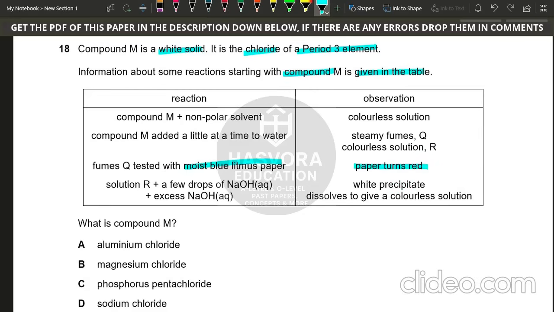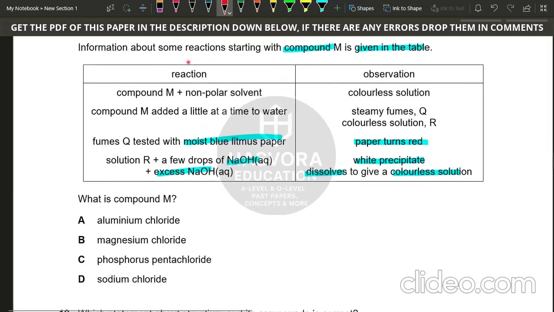Then solution R plus a few drops of NaOH and excess NaOH gives a white precipitate which dissolves to give a colorless solution. Now the last statement is about the test with NaOH. It is enough to deduce one conclusion, that it can't be magnesium, because magnesium does not give a colorless solution and does not dissolve in NaOH. Now what else can we see? The phosphorus pentachloride.